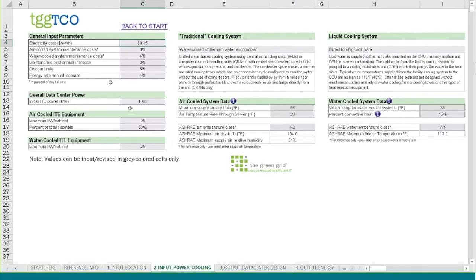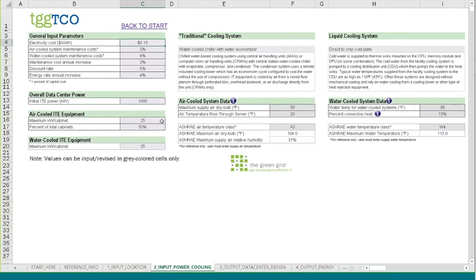The overall data center power really drives the whole energy use analysis, based on the overall power that's required for the IT equipment. These next two I'll spend a second on, the air-cooled and the water-cooled.